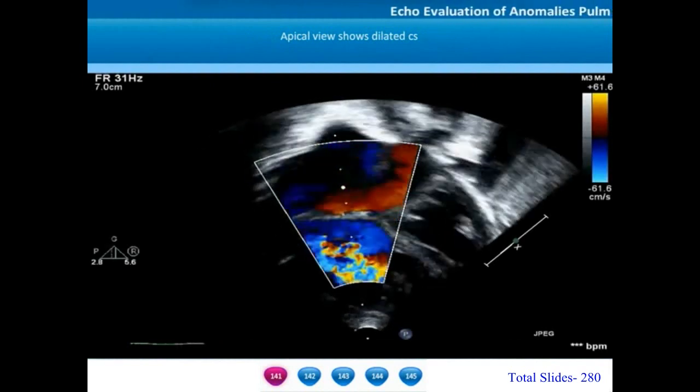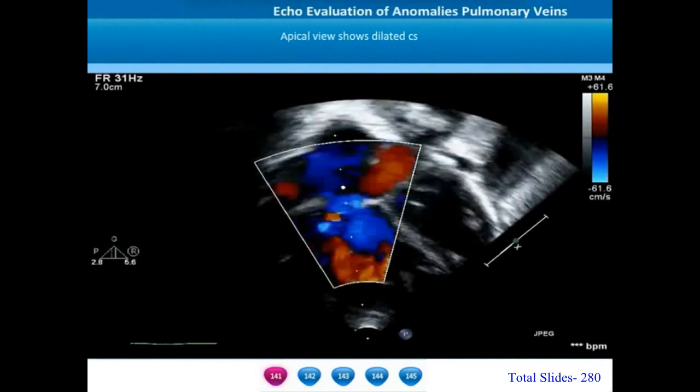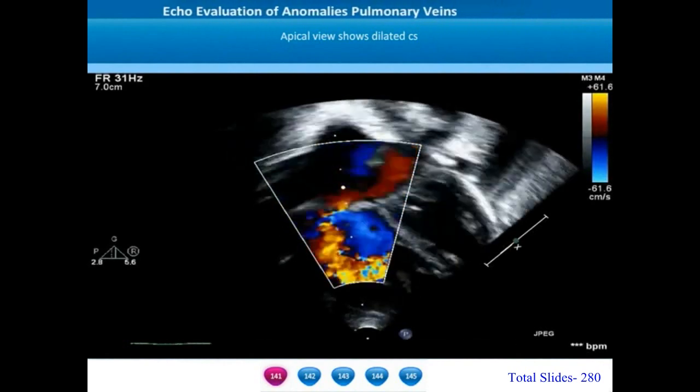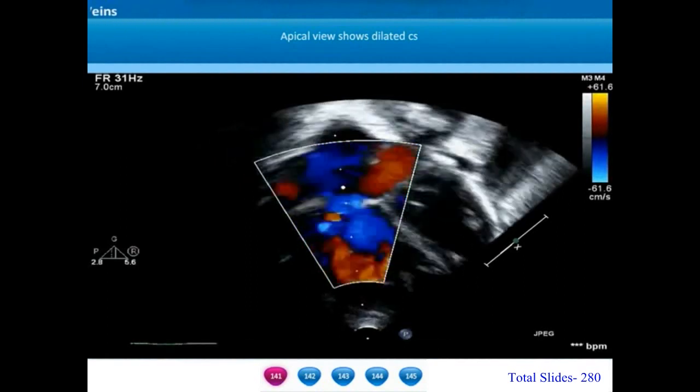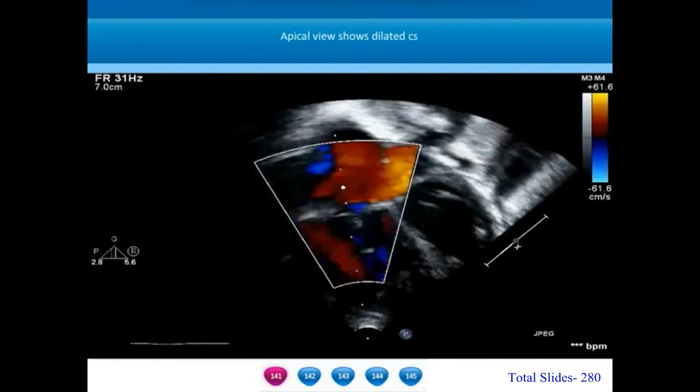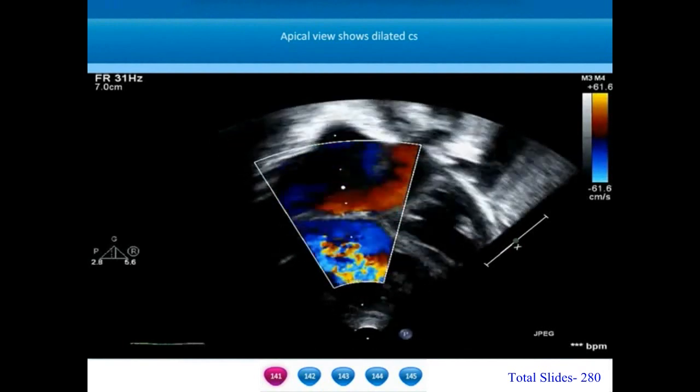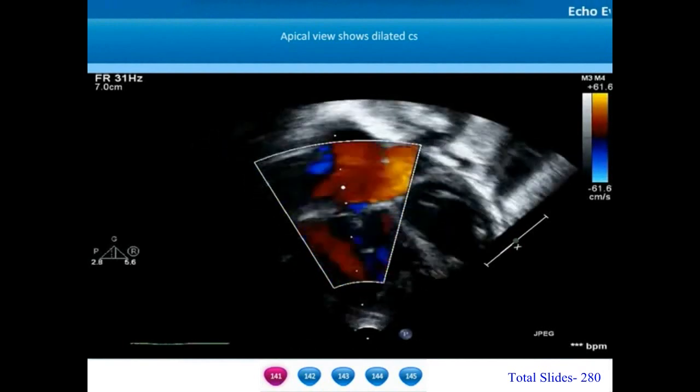On a posterior sweep, we see the dilated coronary sinus from the apical view. When we are visualizing the coronary sinus, we should not be able to see the complete opening of the mitral valve because the coronary sinus is at a plane which is posterior to the mitral valve.